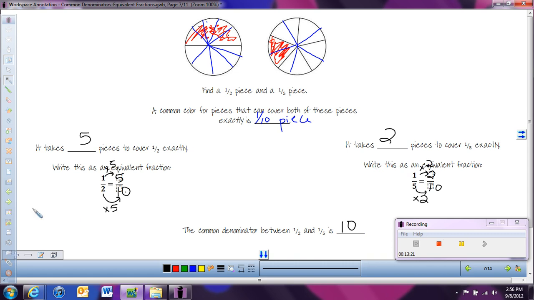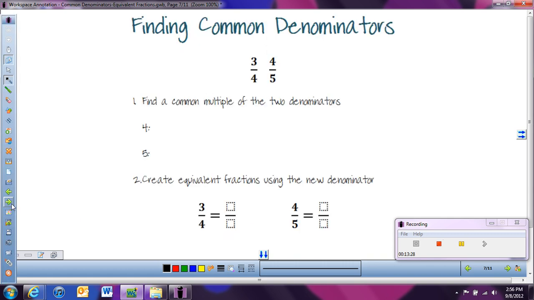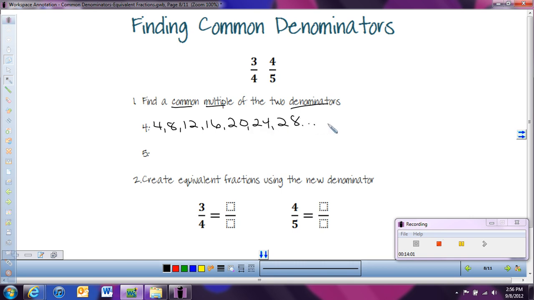Now, just like we were doing with all of our other things, we want to be able to do all this without having to draw out a picture. So here's what we can do if we don't want to have to draw out a picture. To find common denominators, we need to find a common multiple of the 2 denominators. So first of all, a multiple. A multiple, when I think of it, is like counting by that number. Counting by 4s, counting by 5s, until we find a number that they both share in common. So for 4, that would be like 4, 8, 12, 16, 20, 24, 28, and I could keep going on from there.